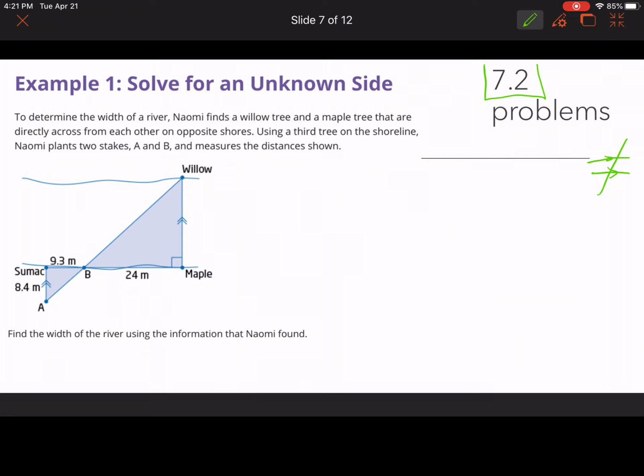So the one that needs to be used now, we will get to. To determine the width of the river, Naomi finds a willow tree and a maple tree that are directly across from each other on opposite shores. Using a third tree on the shoreline, Naomi plants 2 stakes, A and B, and measures the distance. We want to know what the distance is across the river. This is what we are eventually trying to find. Let's call it X.